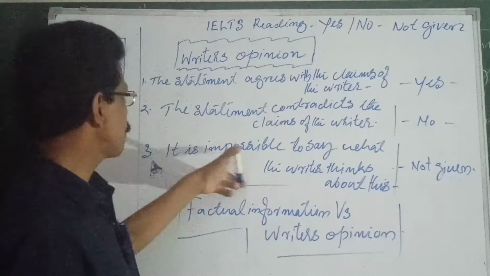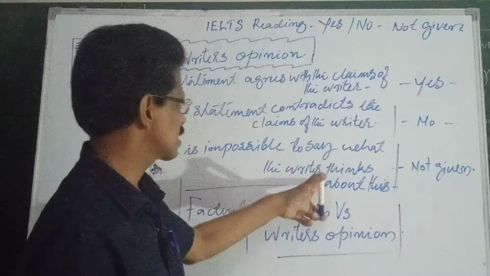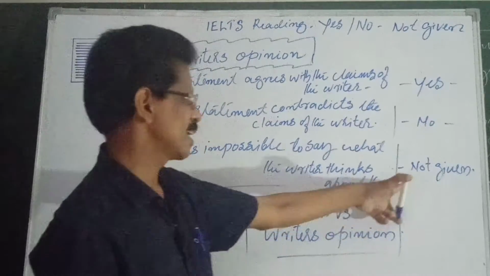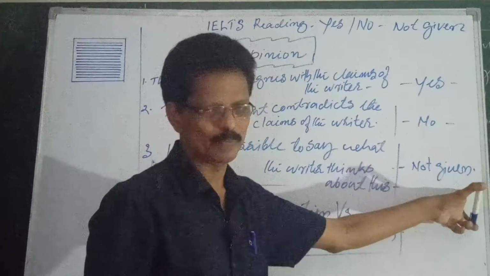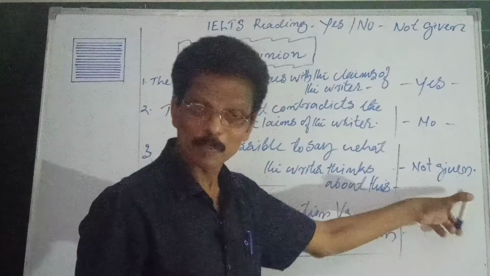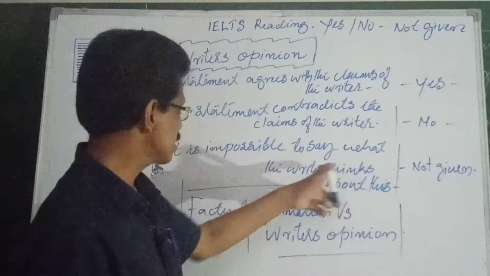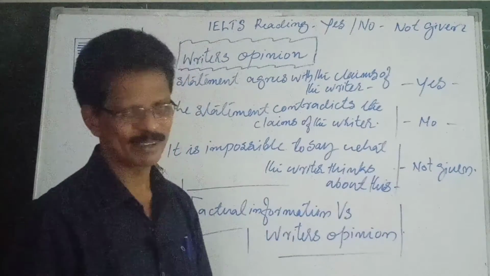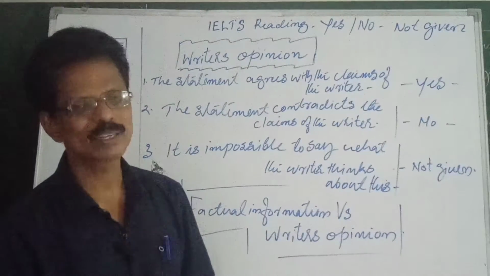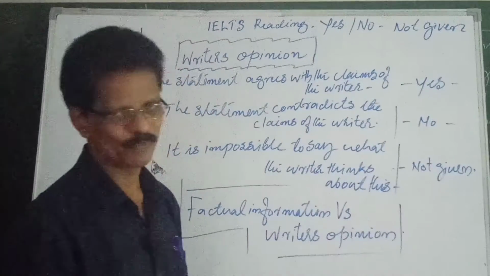It is impossible to say what the writer thinks about this. Then your answer is not given. Not given means it is impossible to say what the writer thinks about this. Then you have to answer not given.